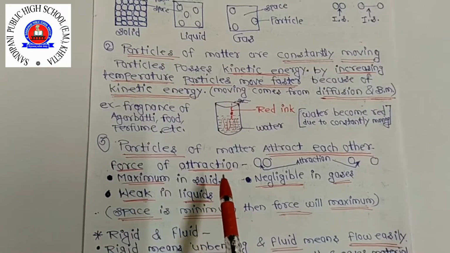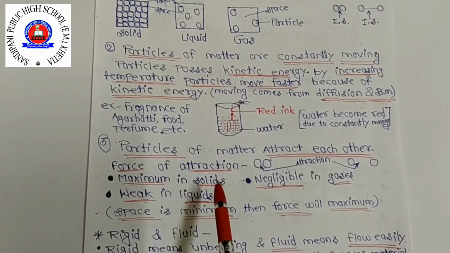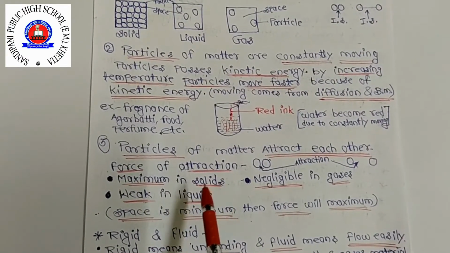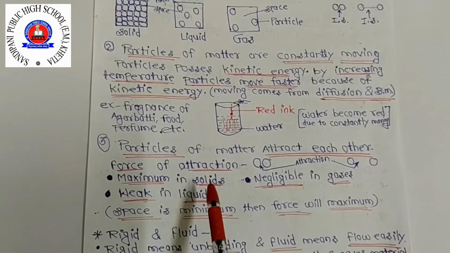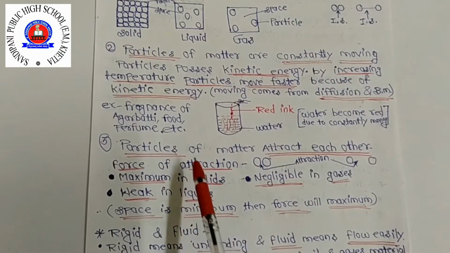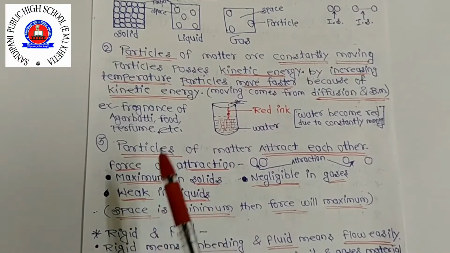And this solid has the maximum force. It is beneficial for binding things together. So that's why generally you find most things in solid form. Okay, solids have a fixed shape because of this force of attraction. We will discuss this topic later.